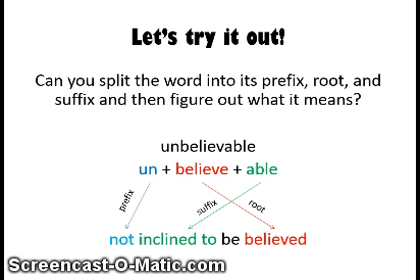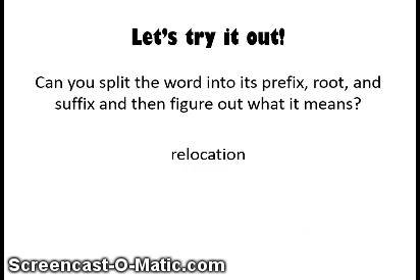Okay, so hopefully you found not inclined to be believed. What do you think? Or something very close to it. Okay, I know most people in here know what unbelievable means, but this just demonstrates how the different pieces fit together. Let's do one more. Relocation. I'm going to let you guys split it and also rearrange if need be. Let's see what you guys can come up with for relocation. Again, don't forget to be using your lists.